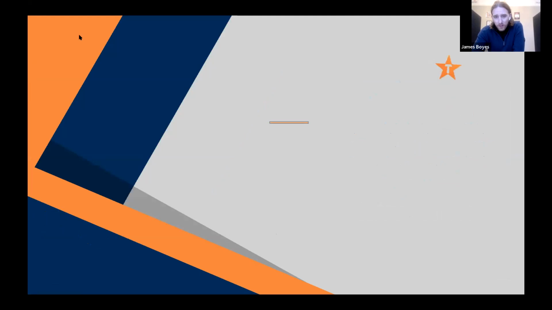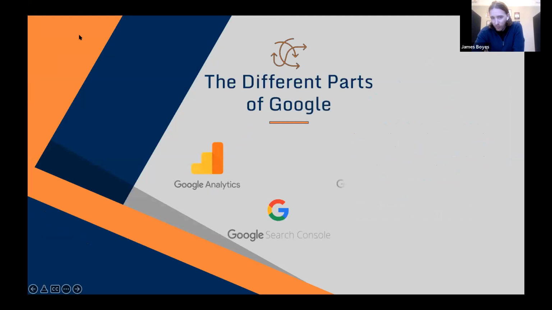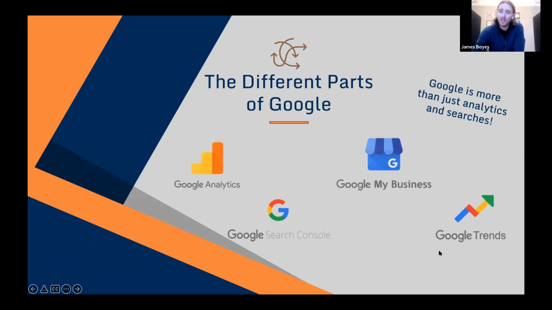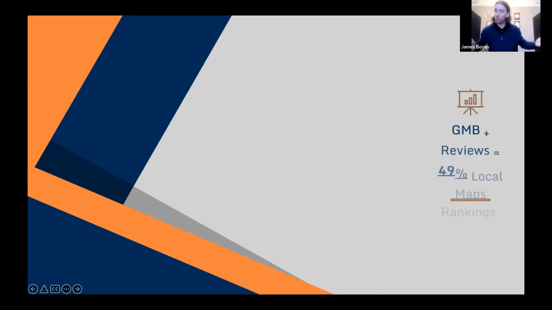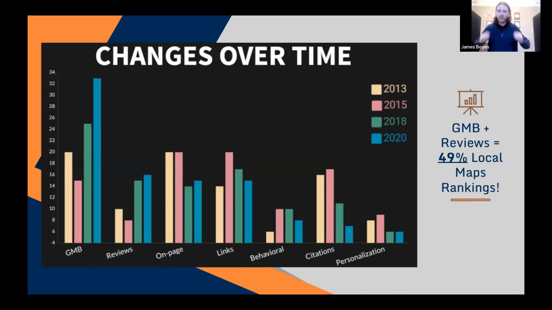So there's 4 key parts of Google. We are only going to cover 2 today, Google My Business and Google Trends. There's very good reason for that. Google Trends can influence Google My Business, and it's also free. And we love free tools to help us generate business.